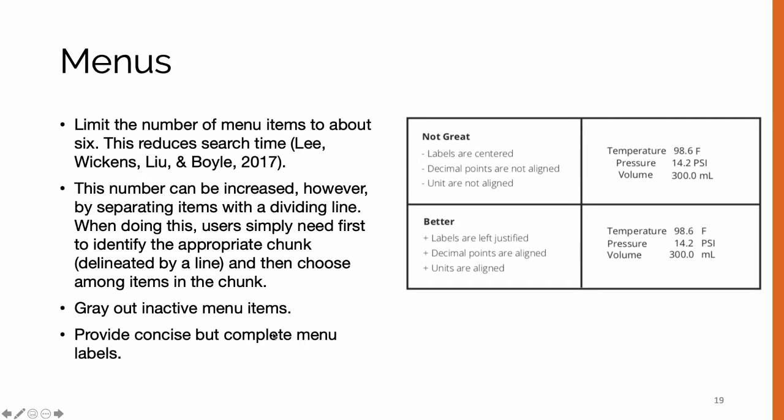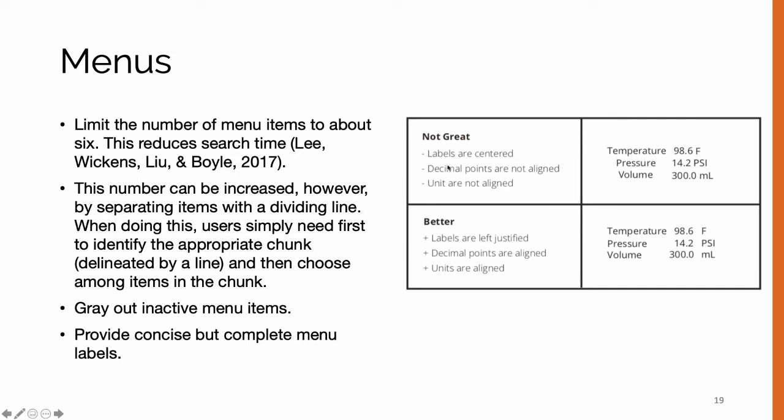Limit the number of menu items in your menus to about 6, which tends to reduce search time. It can be increased, however, if you do things by, like separating lines or dividing lines between those two things. In that case, people kind of go to the part of the menu where they expect to see it, and then they look within that part. So basically, it's a way of chunking these things.